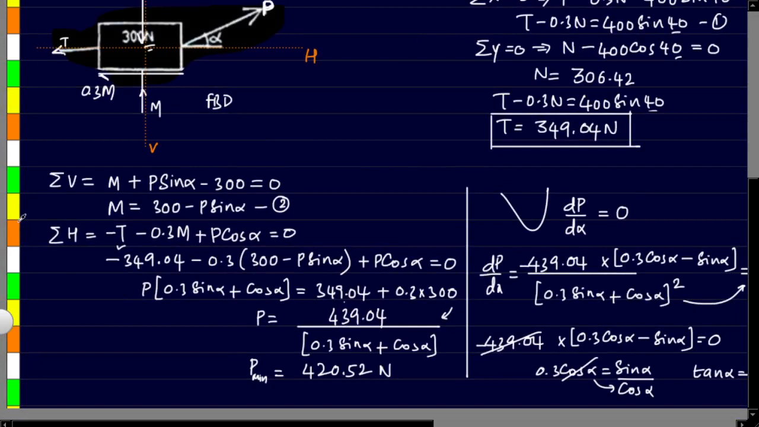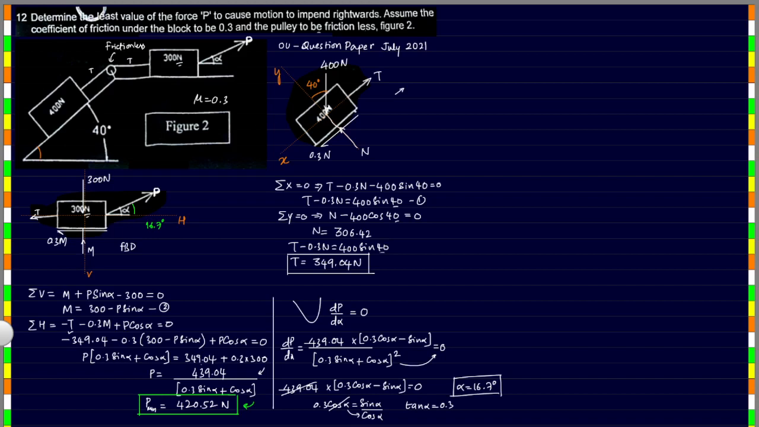So this here is the final answer to our problem. The minimum force that we have to apply in order for the complete set of connected blocks, both the blocks, to move towards right is 420.52. You can calculate the force at any other angle except for 16.7 degrees, and we will always end up getting the P value as more than 420.52.